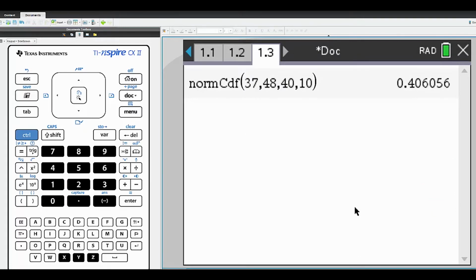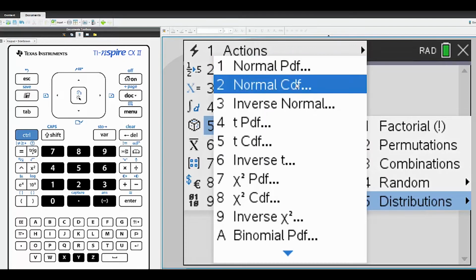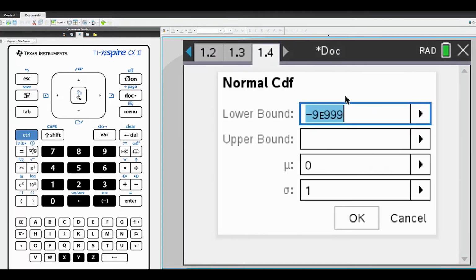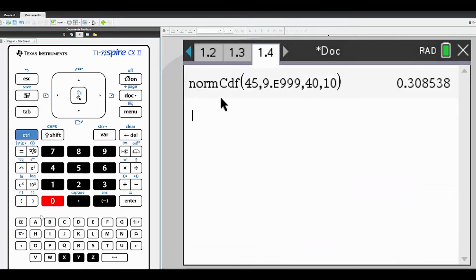which was 0.406. For the second one, we still need to do a CDF, so it'll be Menu, Probability, Distributions, and a CDF. Our lower bound this time, we want x is greater than 45, so our lower bound will be 45, but our upper bound is going to be a big massive number, so the best thing is to put 9, click the double E button here next to the A, and then just do 3 more 9s. Our mean is 40 and the standard deviation is 10. Put that in and you see you get our answer.